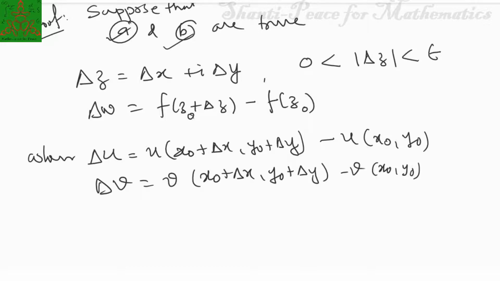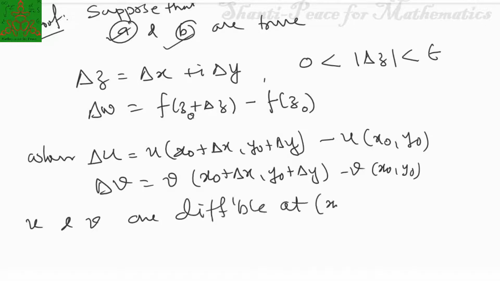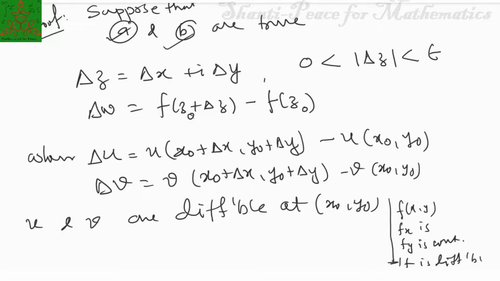Now we have assumed that the first order partial derivatives are continuous, and if you can recall the statement from advanced calculus, it says that if the first order partial derivatives are continuous, then a function will become differentiable. So that means we can say that u and v are differentiable functions at the point x0, y0, because that theorem says that if f is a function of two variables, and fx exists and fy is continuous, then f is differentiable. So due to this result, we can say that u and v are differentiable functions.